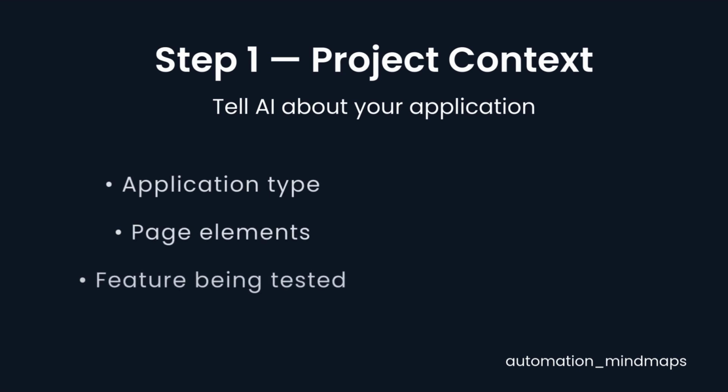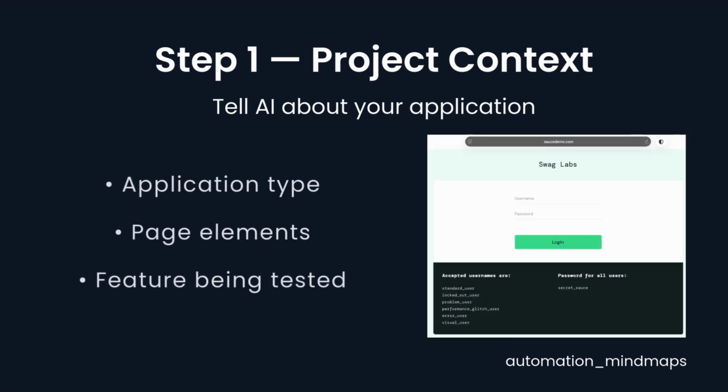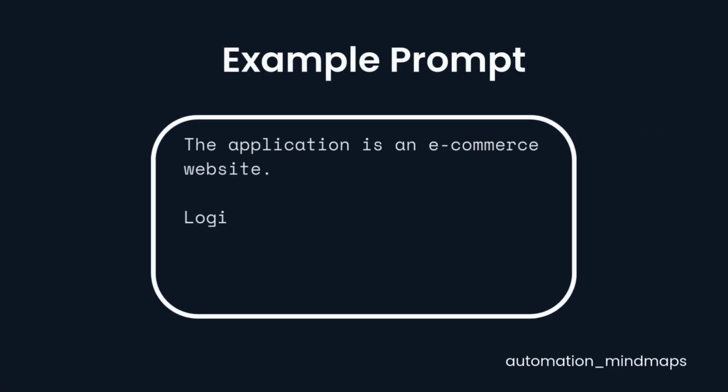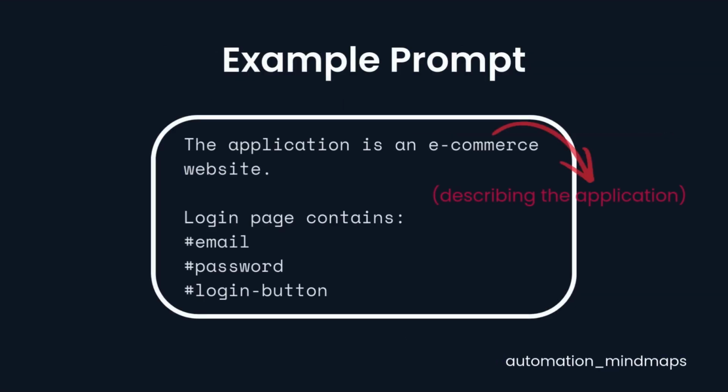Tell it what kind of application you are testing. For example, is it an e-commerce website, a banking system? You can also describe the elements on the page. For example, the login page contains an email field, a password field, and a login button. When AI understands the application context, it can generate more realistic automation scripts.